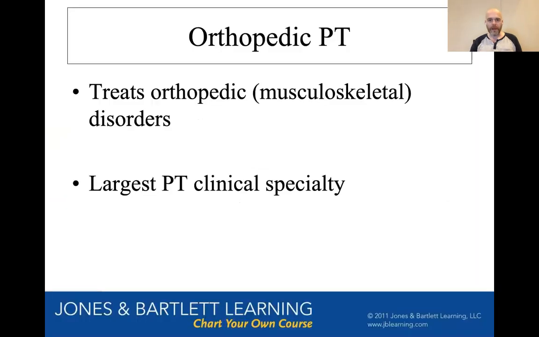Okay. Orthopedic physical therapy treats musculoskeletal disorders. So it treats disorders that have to do with bones and muscles mainly. And it is by far the largest PT clinical specialty. Most of the time when people think of physical therapy, occupational therapy, or physical rehab, they think of orthopedic type injuries like shoulder injuries, knee replacements, hip replacements, shoulder surgeries, neck surgeries, back pain, things like that. Those are all orthopedic type physical therapy things.